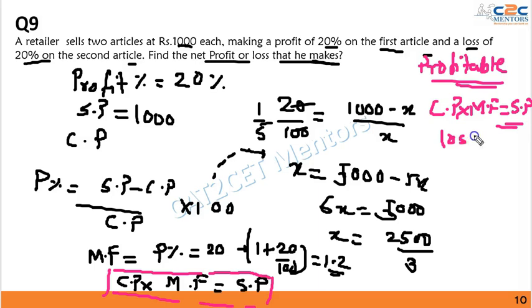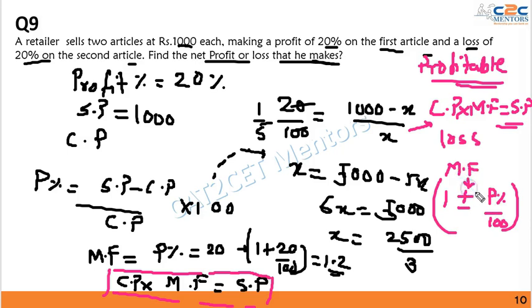In a loss-making transaction, this relation is valid, but the calculation for the multiplication factor has a negative sign. So the multiplication factor is calculated as 1 plus or minus P or L% upon 100. So this is my multiplication factor. Positive sign is used for profit, negative sign is used for loss. So now let me use the multiplication factor technique to calculate the cost price for the loss-making transaction. Let me clear the board.